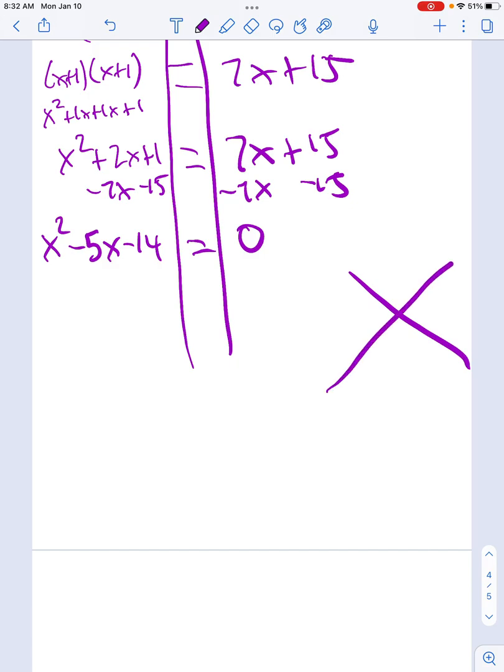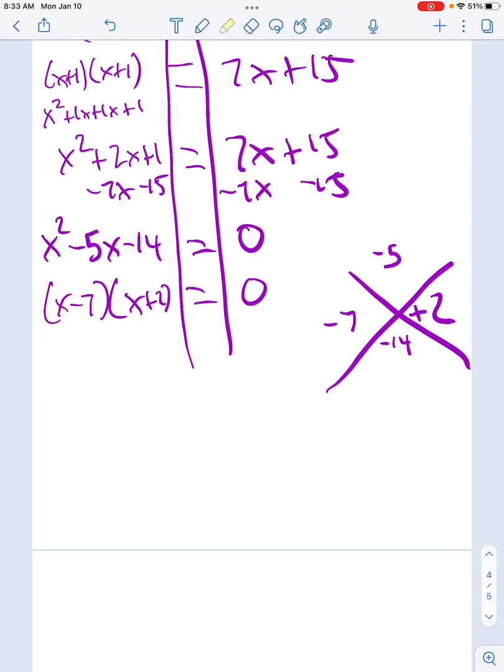Mr. Larson likes to do the factor x, so he's going to say, what two numbers multiply to get negative 14, but add to get negative 5? Well, that's going to be negative 7 and positive 2. So I can factor this as x minus 7 and x plus 2, which, if we use the zero product property, again, anything multiplied by 0 equals 0. So how can I make x minus 7 equal to 0? And how can I make x plus 2 equal to 0? That's true if x is 7 or if x is negative 2.